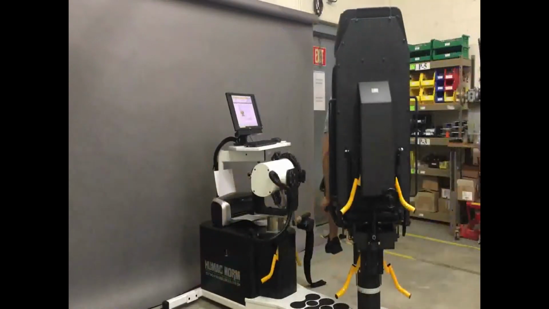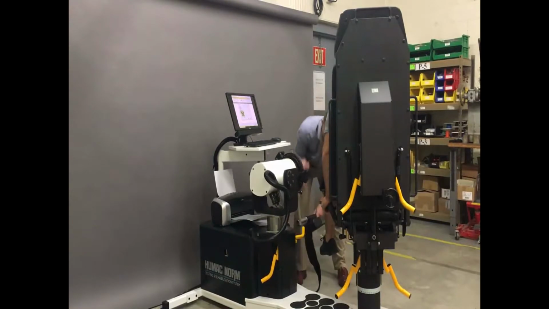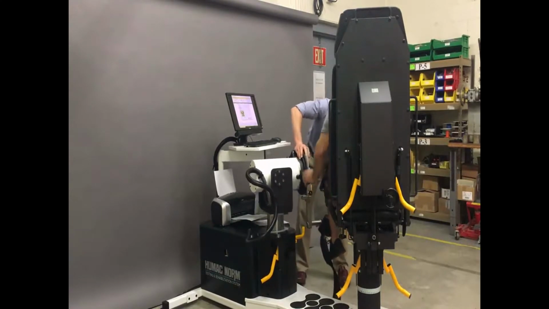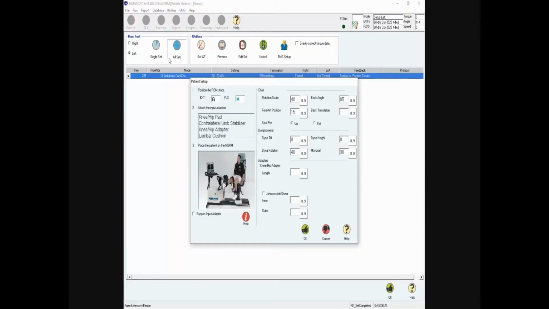Now, what I'm doing here is I'm turning the adapter pad. It's offset to one side. So if you flip that, if your athlete, when you switch sides, they're not exactly lining up with the pad, you can simply flip that and then they'll line up perfectly. So now we're going to repeat the process for the left leg.